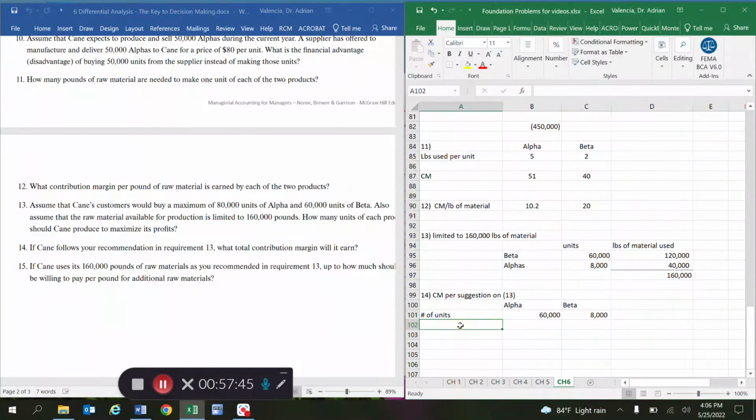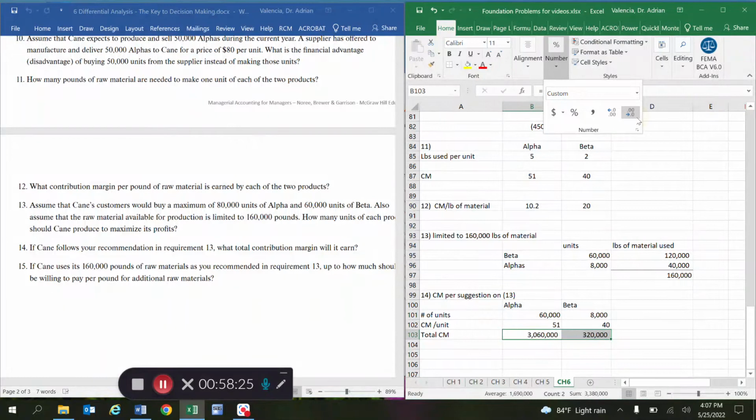The contribution margin per unit, which we did before, is 51. That's from this here, 51, and then 40 over here. It's on a per unit basis. So my total contribution margin is going to be the multiplication of that. If we follow this suggestion, this is the total contribution margin that the company will have. Let me clean this up a little bit. Okay, and then let me sum it up here.